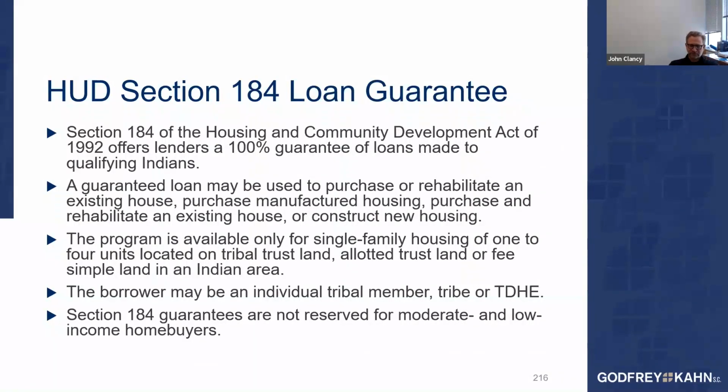So the HUD Section 184 loan program is probably the most prevalent home ownership loan program in Indian country by far. It's called Section 184 because it's Section 184 of the Housing and Community Development Act of 1992 that allows for this program, which is a loan guarantee program again. So it's a 100% guarantee of loans made to qualifying Indians by private banks, basically.